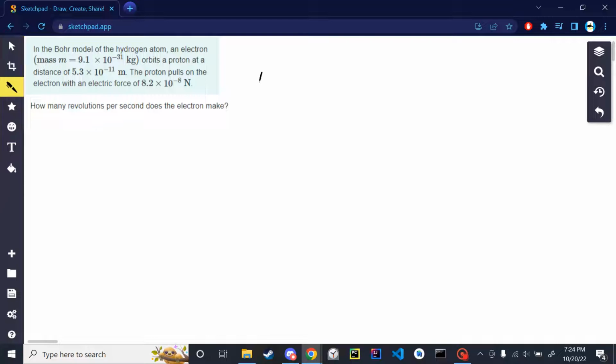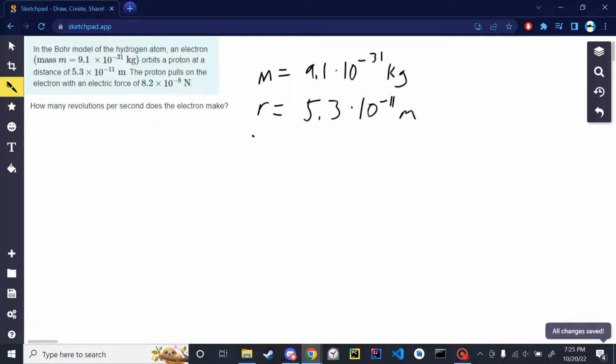And let's write down our knowns. So we know mass is 9.1 times 10 to the negative 31 kilograms. Our radius is going to be 5.3 times 10 to the negative 11th meters. And our net force is going to be 8.2 times 10 to the negative 8 newtons.